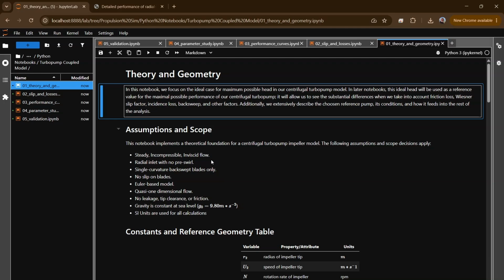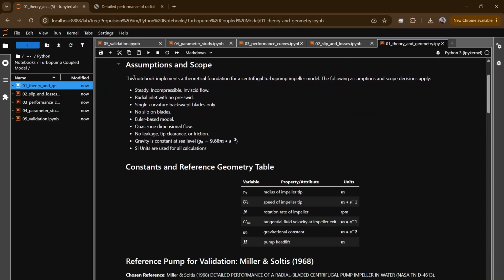our optimal case. So this notebook effectively establishes a basis for that ideal head while also establishing our information from the reference paper into a localized location where you can review it and analyze the geometry. So to start, we have our assumptions, and it shows everything that applies for our decisions and our equations that we use in this notebook.